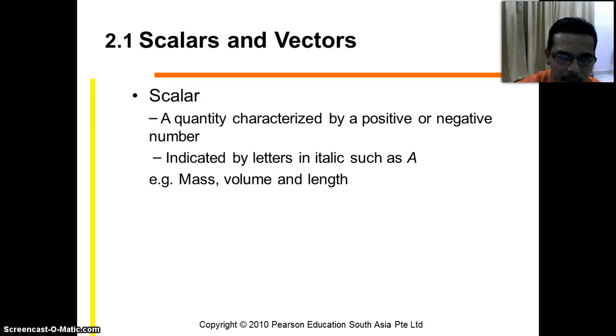So the first topic is to understand what scalar and vector are. I think you have learned the definitions of scalar and vector in your physics; I just want to refresh. A scalar is a quantity described by magnitude only, either a positive or negative number. For example, mass, volume, and length are scalars. To indicate it by letter, on the computer we can put it in italic, but if you write on your paper, it is just a normal letter.